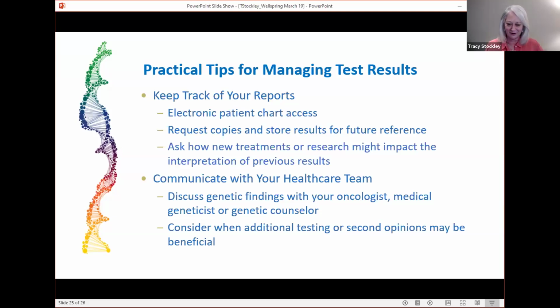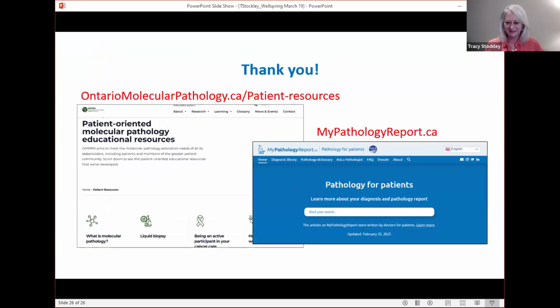Certainly, I hope that this has helped you feel a little more empowered to talk about genetic findings with your medical team. And also, maybe to think about when additional testing or second opinions might be beneficial. Of course, you have a lot of interaction with the healthcare system as a cancer patient. Sometimes you might think you need something more, or you want another opinion, and that's always an option for you too.